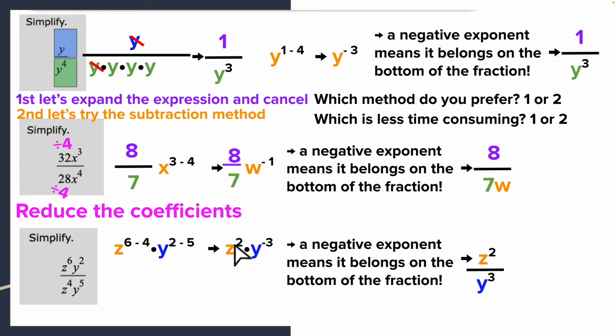If I were to just expand the y's again, I only have 2 on the top and 5 on the bottom. Remember, the subtraction goes from top to bottom. So if I cancel the 2 on the top with 2 on the bottom, I'm left with 3 on the bottom, and it's w to the negative 1. So remember, it depends on which method you use.